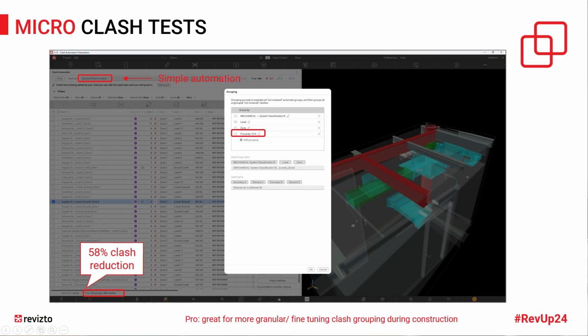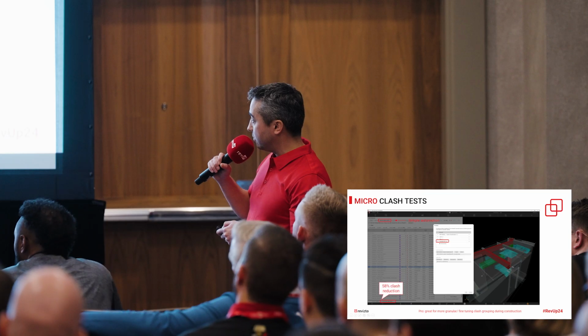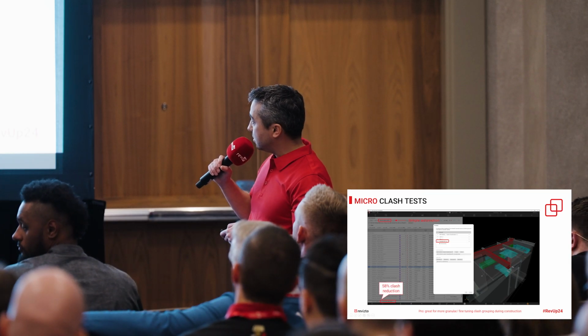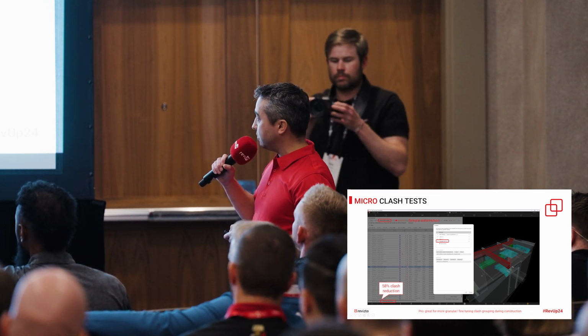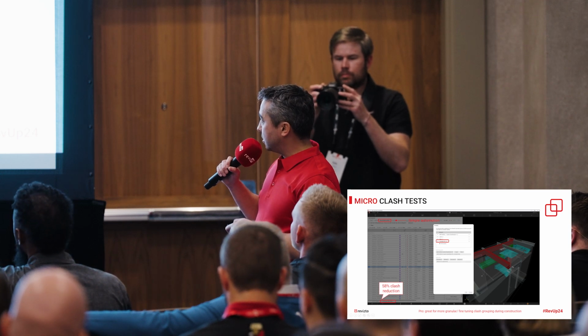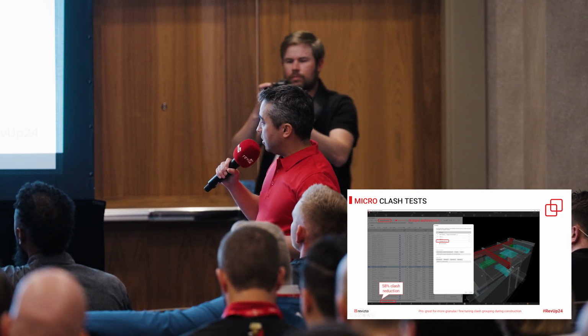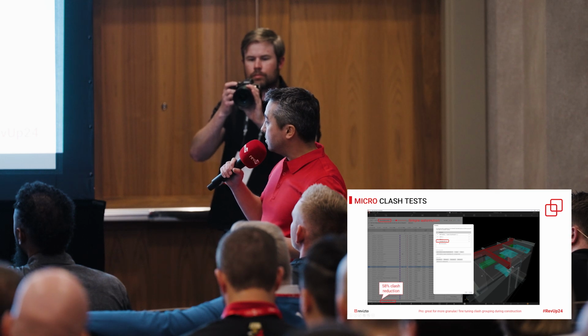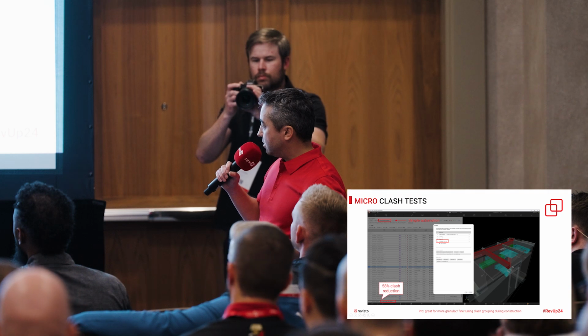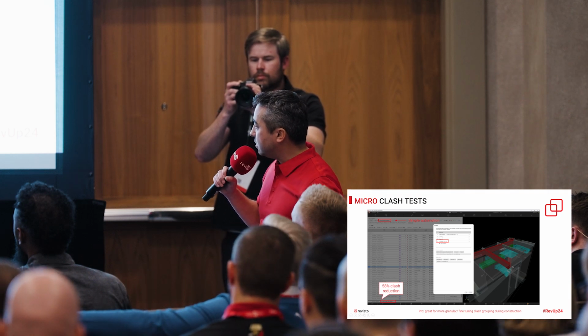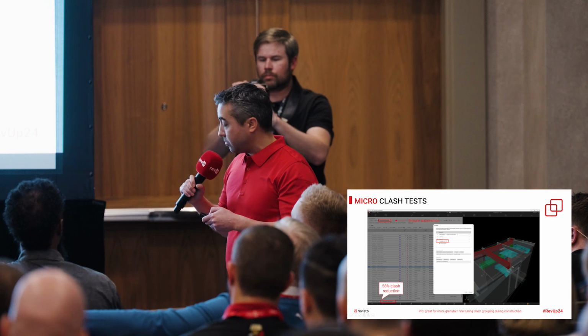This is, again, another example. Structural steel versus mechanical. It's using a very simple automation. This would be, again, more granular. It's just one model versus another. And you could see, again, the proximity is at 10. You can adjust that to 25, but that's very granular. It's going to be a smaller area, and you're going to make sure those get closed. But you can see that reduced your clash count from, again, about 160 to about, looks like 54. I can't read that, but 58% reduction.